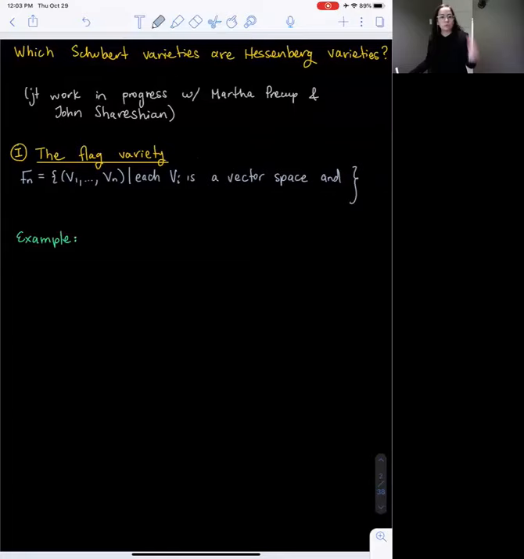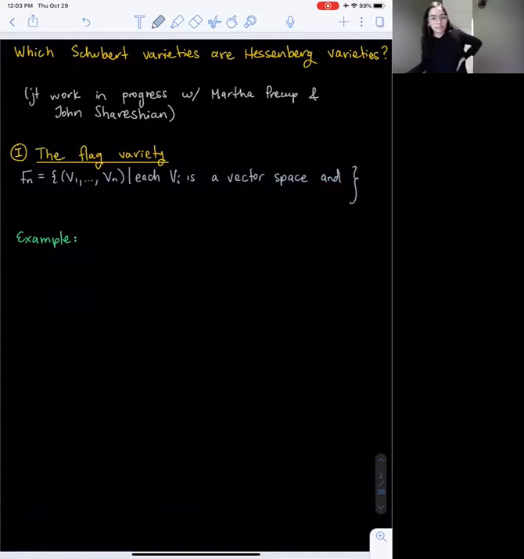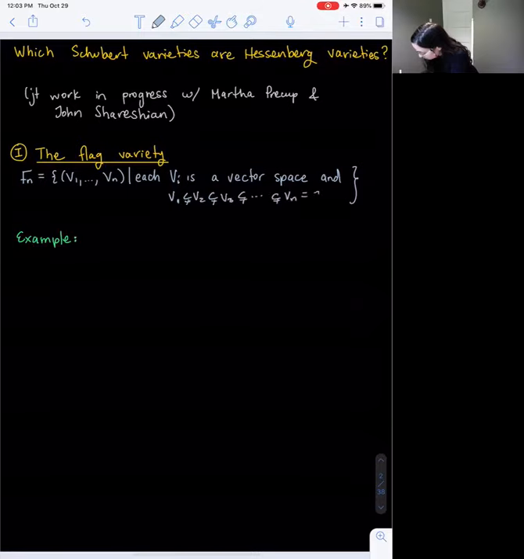Okay, so to start, let me describe the space where they live. I'm going to be talking about subvarieties of the flag variety. The flag variety is an important object in combinatorics and representation theory, and it's just lists or sequences of vector spaces. So you want n vector spaces, and you want them to be organized into an ascending chain. And it should be complete.